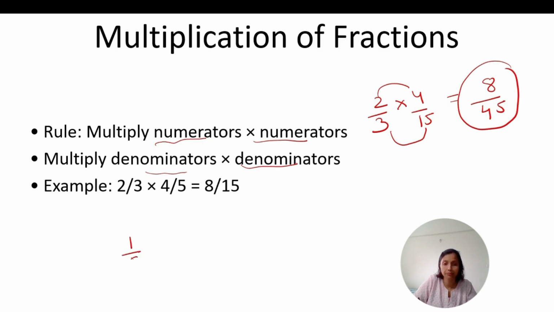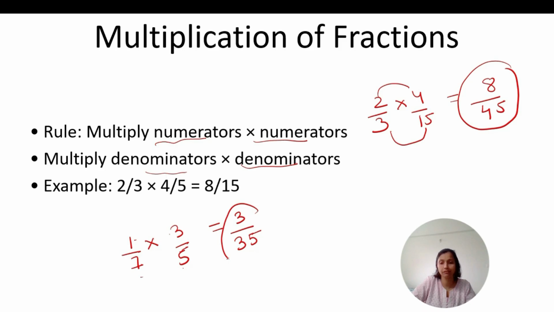One more example, 1 by 7 into 3 by 5. Multiply 1 with 3, numerator with numerator, and denominator with denominator. 7 into 5 is 35. So 3 by 35 is your final answer. If your final answer is not in the simplest form, you can convert it into the simplest form by dividing the numerator and denominator by their highest common factor.